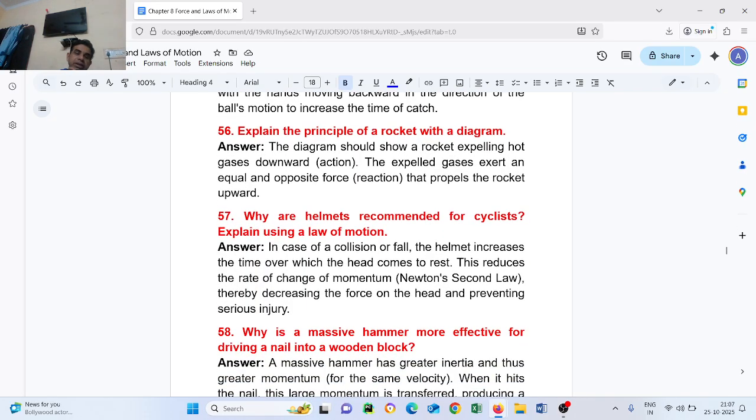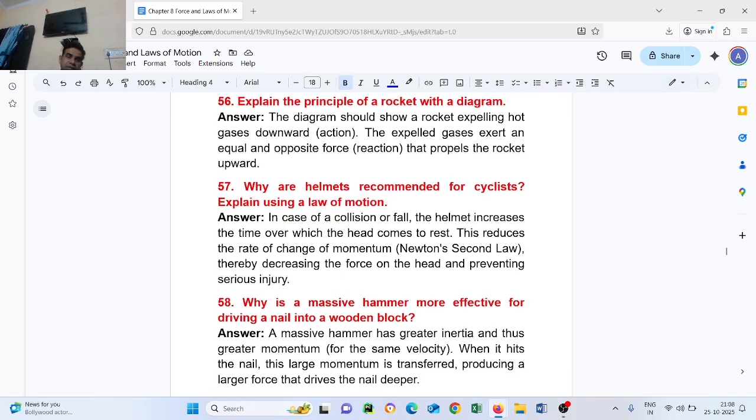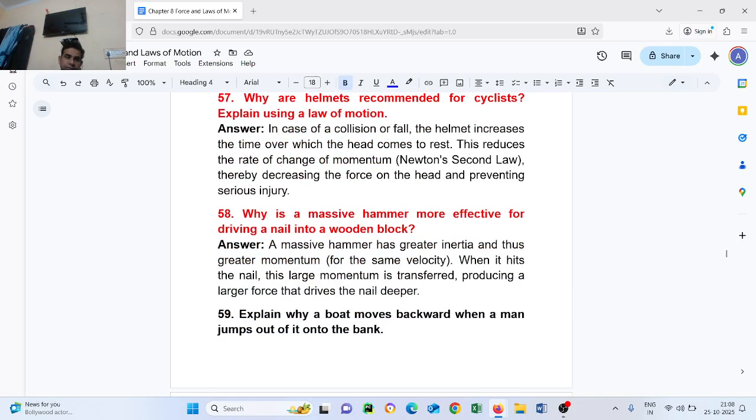Question number 57. Why are helmets recommended for cyclists? Explain using law of motion. In case of collision or fall, the helmet increases the time over which the head comes to rest. This reduces the rate of change of momentum, Newton's second law, thereby decreasing force on the head and preventing serious injury. Question number 58. Why is a massive hammer more effective for driving a nail into a wooden block? A massive hammer has greater inertia and thus greater momentum for the same velocity. When it hits the nail, this large momentum is transferred, producing a larger force that drives the nail deeper.